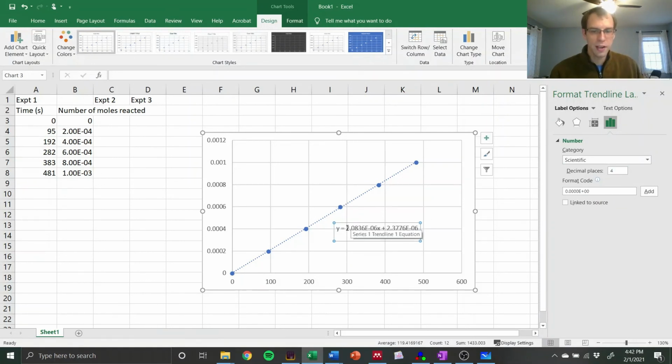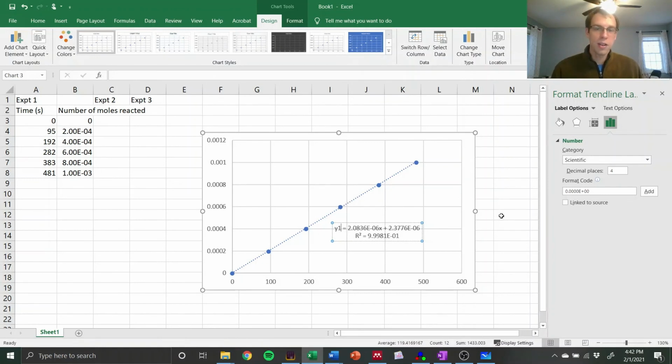So we can see that our slope is, in this example, 2.0836 times 10 to the minus 6. That's what this E minus 06 means. It means times 10 to the minus 6. This is the way in Excel that scientific notation is written, just like I did over here with the number of moles. And you're going to have 3 different trend lines on here, so you'll need to label these. So we'll call this one Y1, and you can just put your cursor in there and change that. And you can add a 2 and a 3 to your other plots.